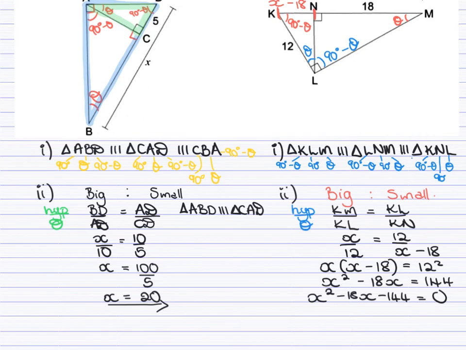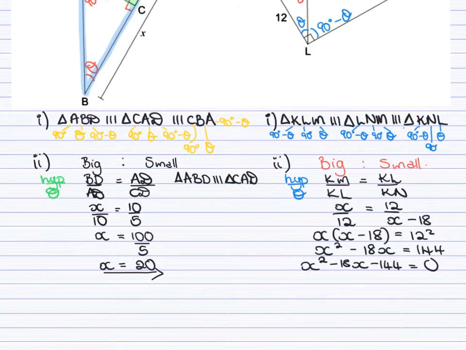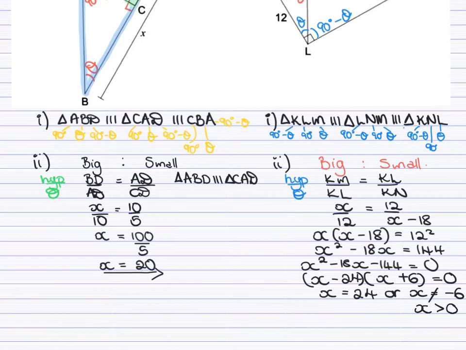That is your quadratic equation that you want to solve. You're going to factorize this and solve for x. X minus 24 in the first bracket and x plus 6 in the second bracket. So our potential answers, either x is equal to 24 or x is equal to negative 6. Now, x in this example was a length, so we can now conclude that x cannot be equal to negative 6 because x is a length. X must be strictly greater than 0. So our final answer is x is equal to 24.